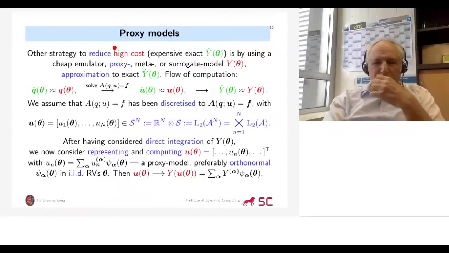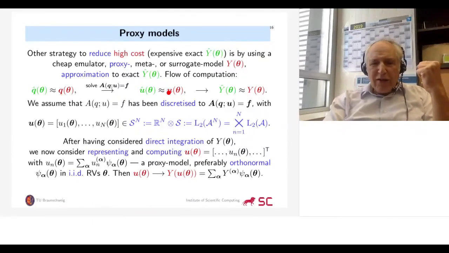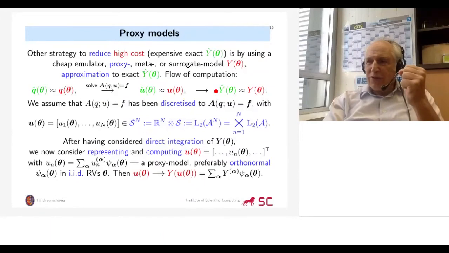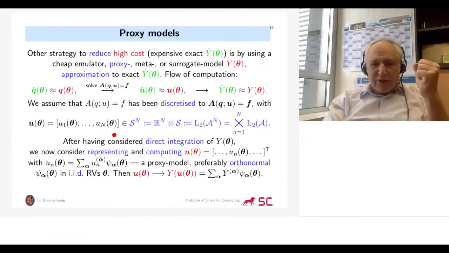So the flow of computation would normally be like this. You represent your uncertainty, then you solve the PDE. That gives you u of omega as the random variable, and from this you get your quantity of interest. Now we're going to replace q by some approximation, some proxy. We're going to replace u by some proxy, and we're going to replace y by some proxy. The rest of the lecture is going to be on how to construct these proxies.